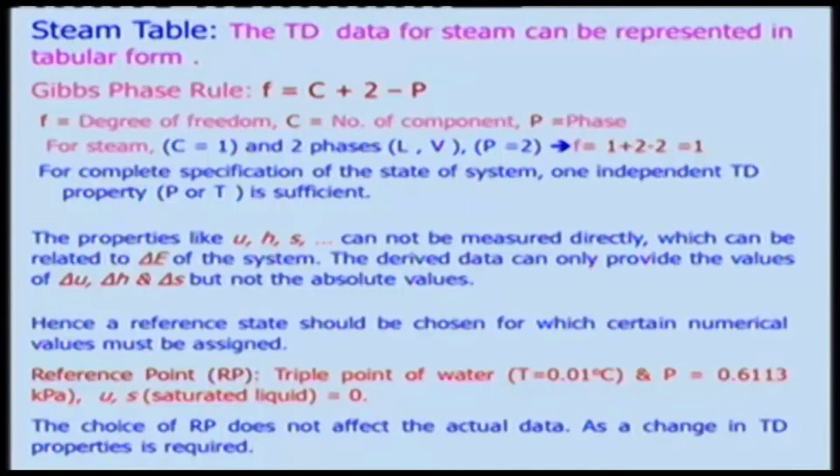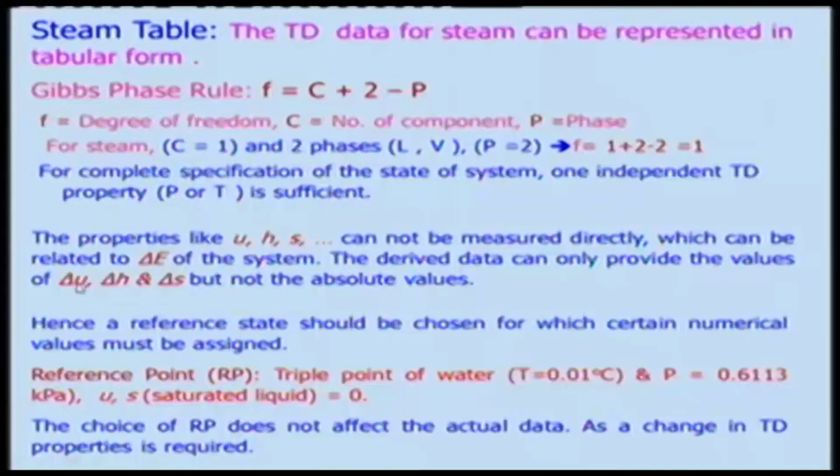As a change in thermodynamic properties is basically what is required, we have a reference point, and from that you will evaluate, because what we will be getting is a delta u. Therefore, you should have a known reference point, and then you will calculate what it would be.